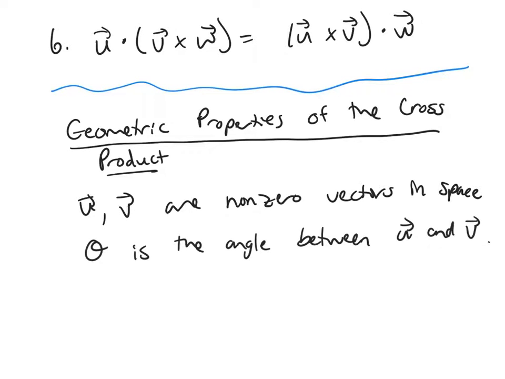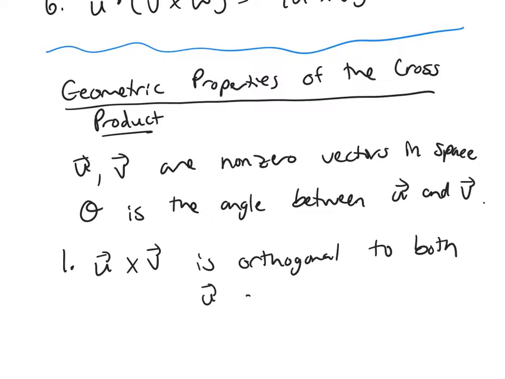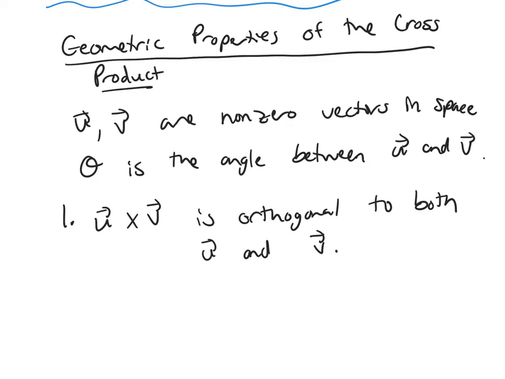And here are some important properties. So the first one is that the cross product is orthogonal to both the vector U and the vector V. So the cross product is orthogonal. Remember, that's the same thing as perpendicular. So the cross product is perpendicular to U, but it's also perpendicular to V.